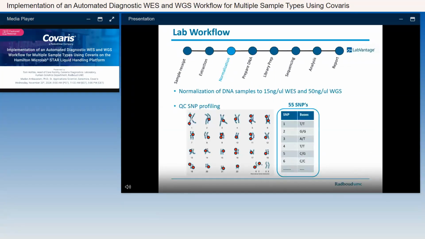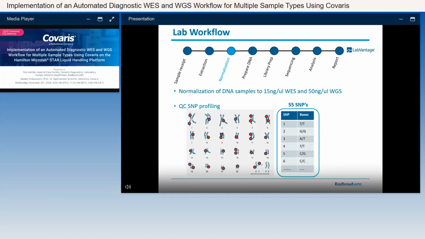So what we do normally after the DNA extraction, we normalize our DNAs. For the exome workflow, we normalize these DNAs to 15 nanograms per microliter, and for the genomes, we normalize to 15 nanograms per microliter. Directly during this normalization, we also do a QC SNP profiling. That's a multiplex PCR on all the samples, and we sequence them on a sequencer, and we make a profile out of 55 different SNPs. And we will store that.